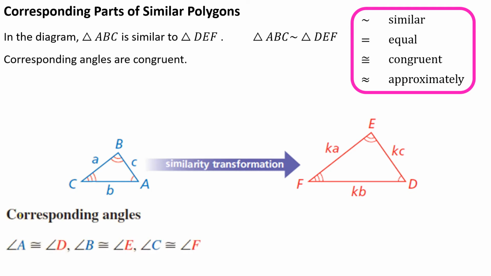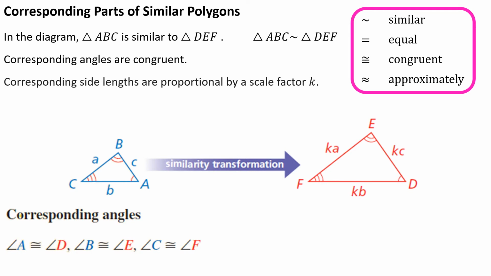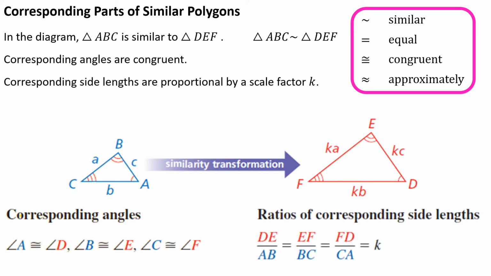Corresponding angles are congruent. Notice angle A and angle D each have just one mark, so you know they're congruent. Angle B and angle E have 2 marks, so you know they're congruent. Angle C and angle F have 3 marks, so you know they're congruent. And then the corresponding side lengths are proportional by a scale factor of k. So I can take any 2 of those 3 ratios and they will form a proportion.